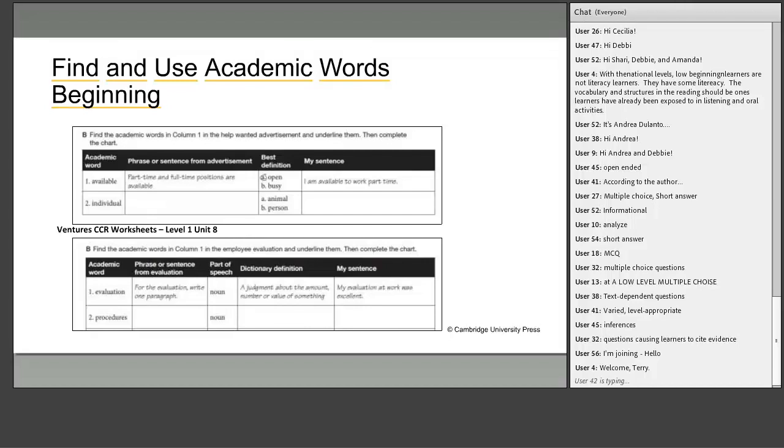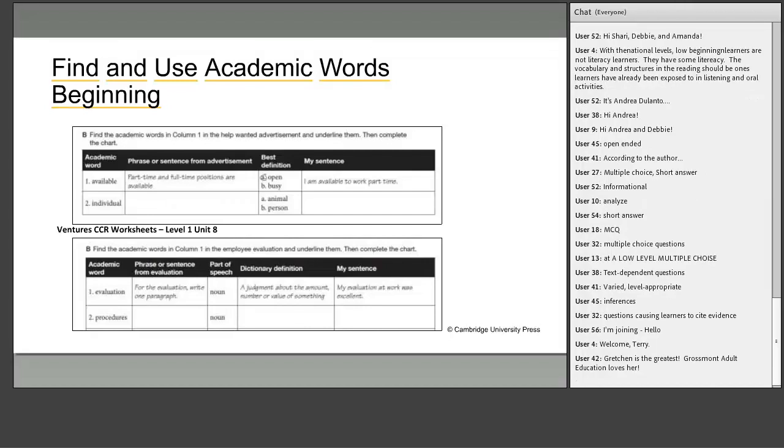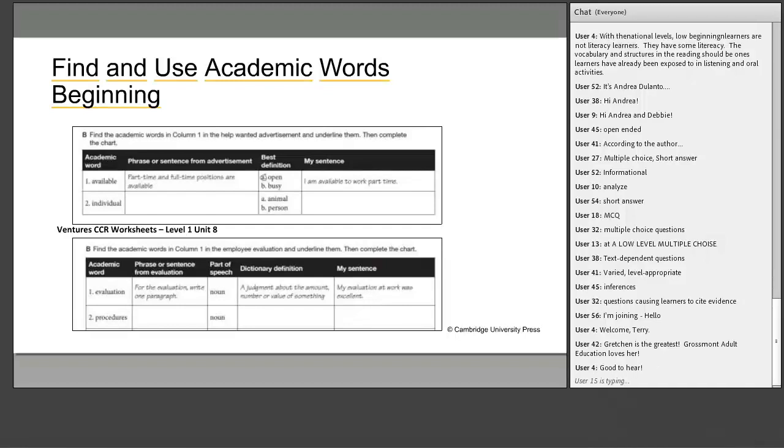At the lowest level, learners only learn 2 academic words. Learners just select the best definition by circling A or B in a multiple choice format. At the high beginning level, there are 3 words in the chart. For each word, the learner looks up the dictionary definition and identifies the part of speech. At both levels, learners find the words in the reading and finally write a sentence using the academic word.